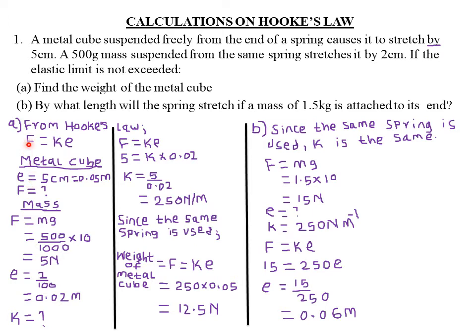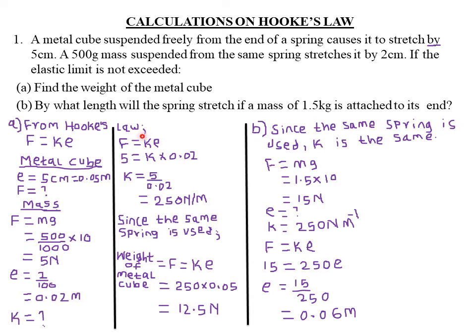I don't have the force, and at the same time, I won't have the spring constant. So I only have the extension. So actually, the values of the metal cube cannot help us to find the spring constant. That's why I'm using the values for the mass, because for the mass, I'm given its mass, so I can easily find the force. I'm also given the extension. So actually, finding K is not difficult.